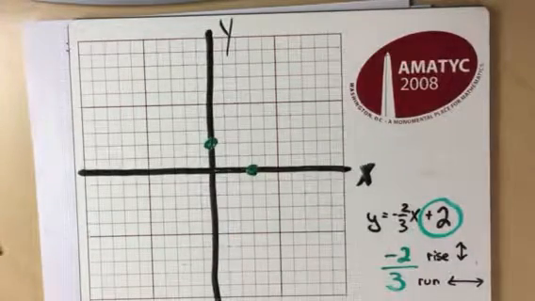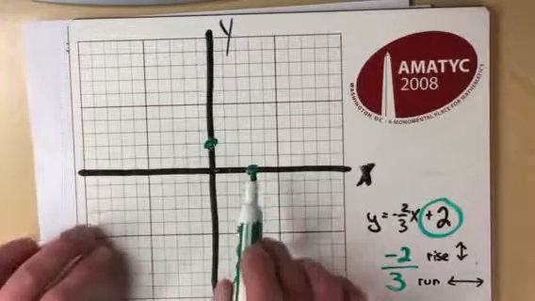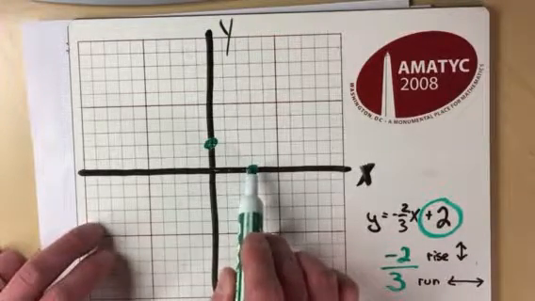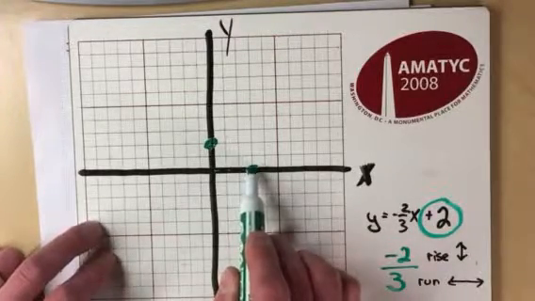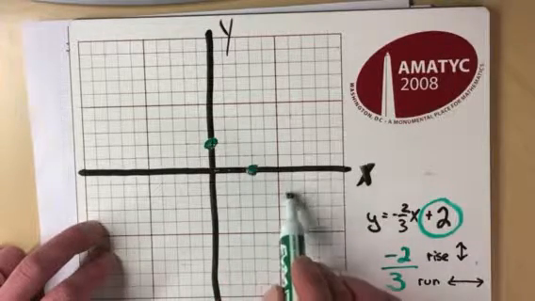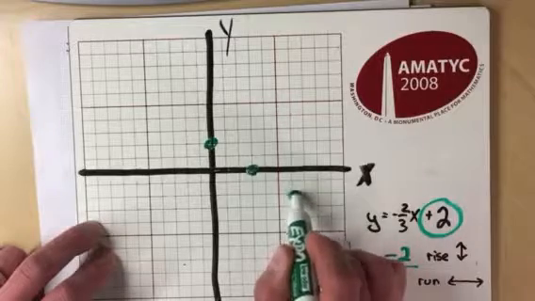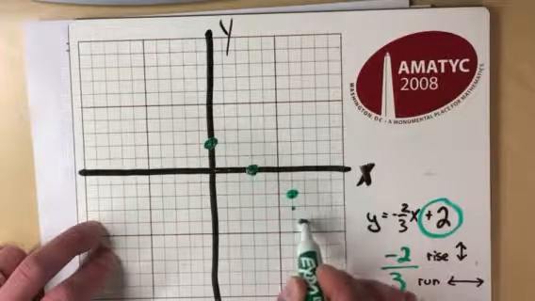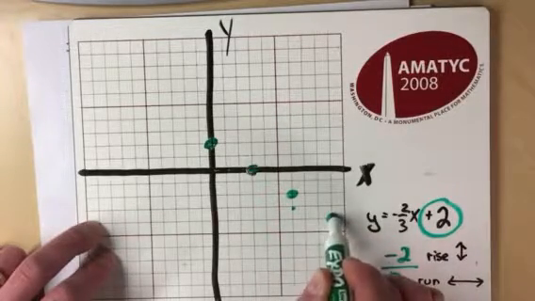Now the nice thing about using this method is we can extend our line. We can do that same thing again, because the slope is the same throughout the entire line. From here I can go down 2 and right 3. Make another point. I can go down 2 more and right 3 more.